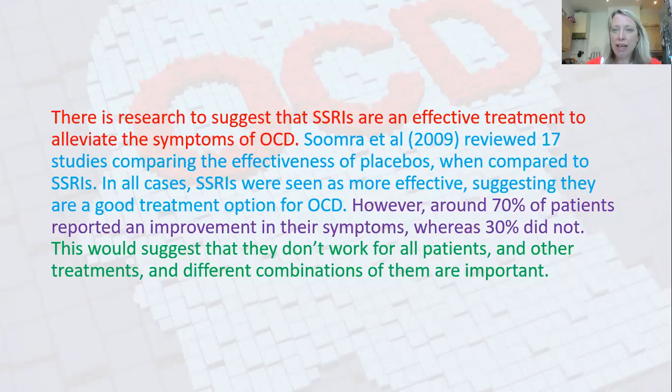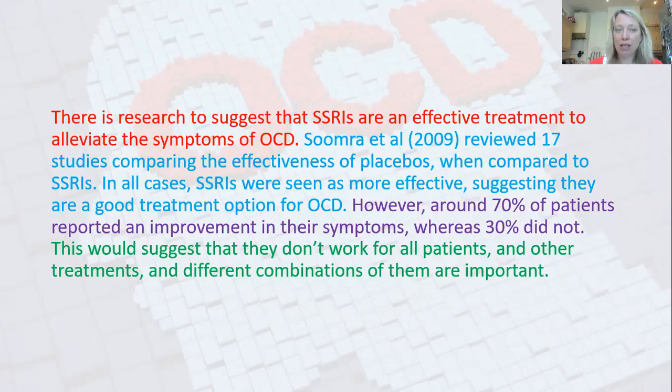So Sumra et al. 2009 reviewed 17 studies comparing the effectiveness of placebos when compared to SSRIs. In all cases, SSRIs were seen as more effective, suggesting they are a good treatment option for OCD. But I'm going to give a bit more detail here because actually I'm going to take my PEEL paragraph in a bit of another direction to develop it further.